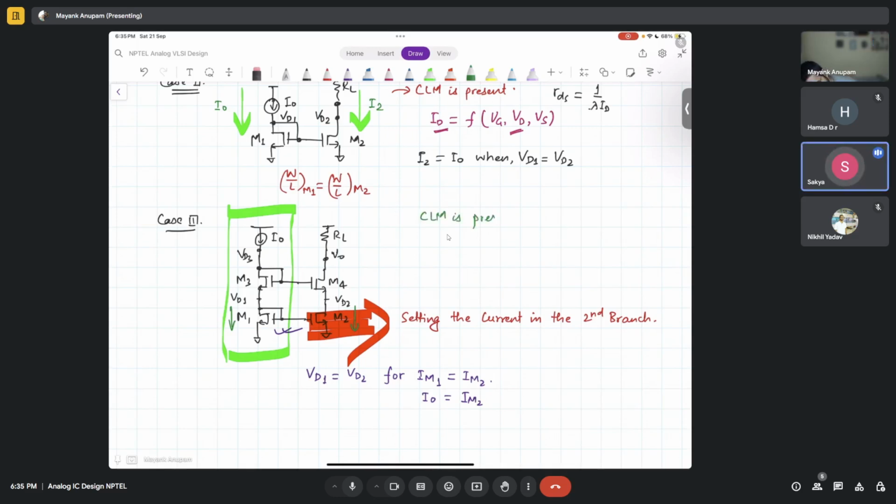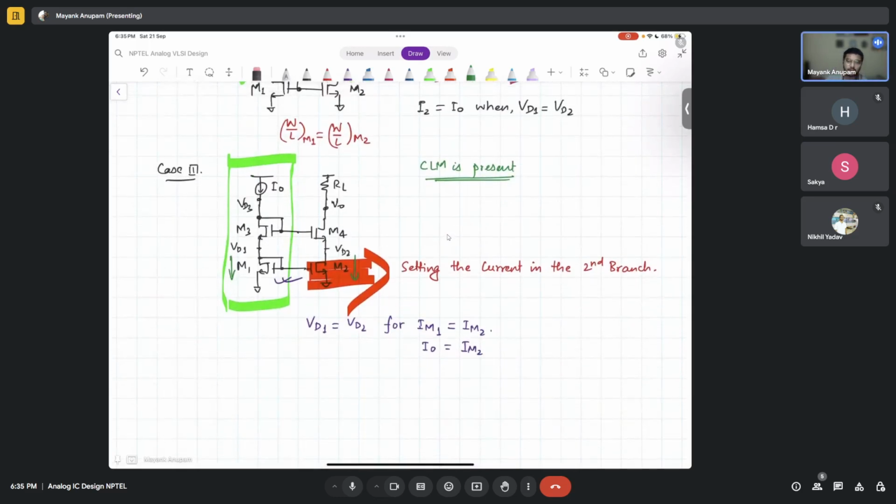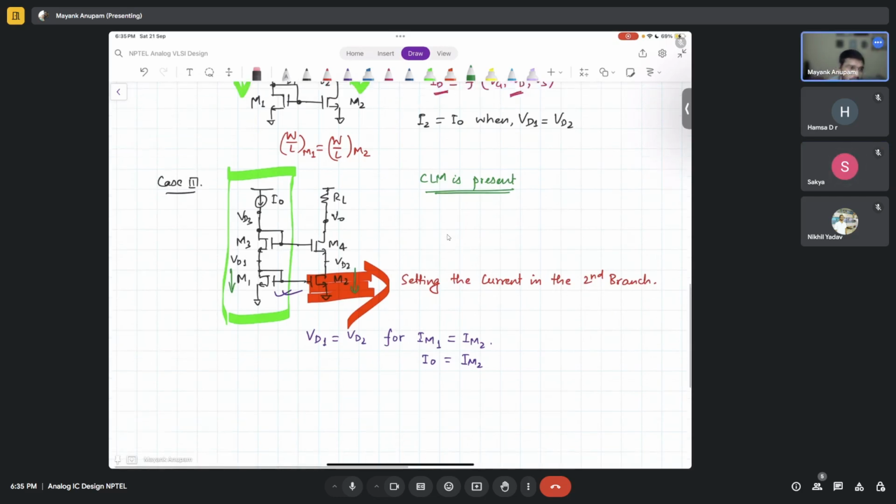Okay, so if there is a CLM, then it has to be same. So if you want to make sure that the current is same in both the branches, I'm talking about current mirrors. Okay, yeah, that is what I did mistake. So this is the current mirror I'm talking about. In current mirrors, you want to make sure that the current has to be same, right? That is what you ensure in current mirrors. So either you want the current to be same in the current mirror, or you want it to be a multiple of whatever current is flowing here.